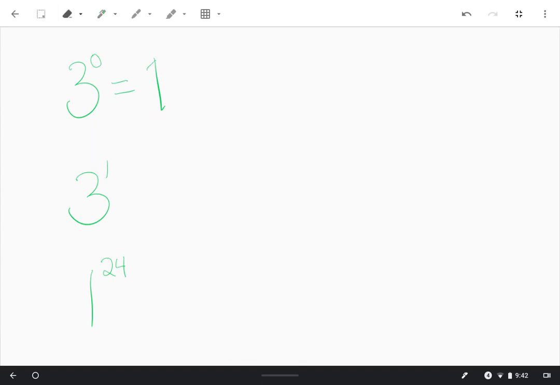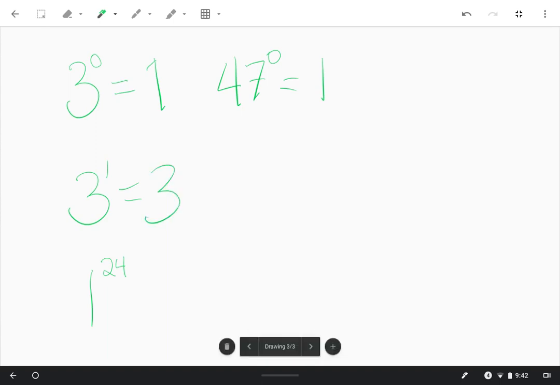I'm sorry guys. So that means that if I had 47 to the 0 power, the answer would still be 1. Doesn't matter what number I have. If you have a power of 0, the answer is going to be 1. Now, when we're dealing with the power of 1, that tells me I'm multiplying this number times itself 1 time, which means the answer is that number. So any number to the power of 1 is that number. So again, if I had 67 to the first power, the answer is 67.